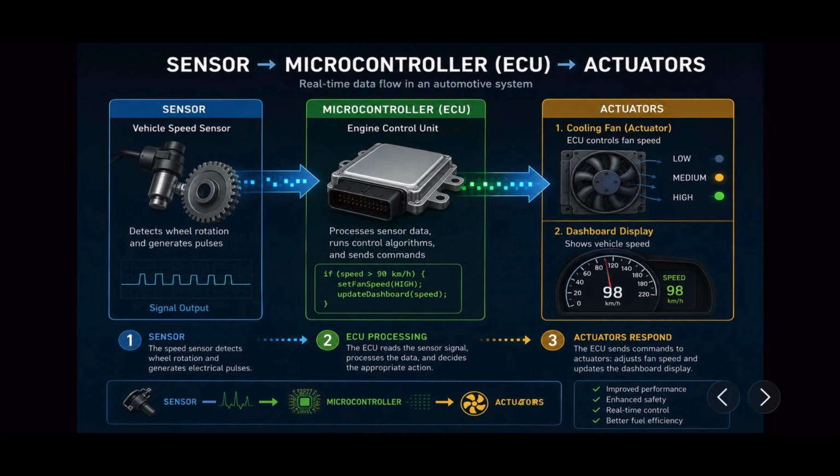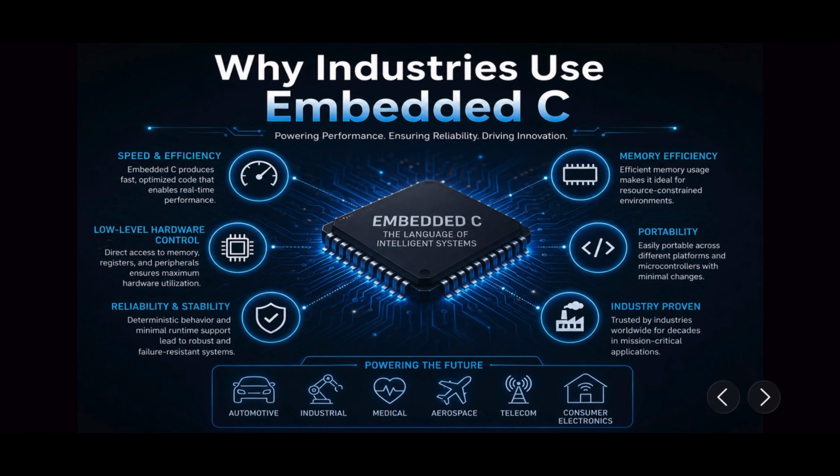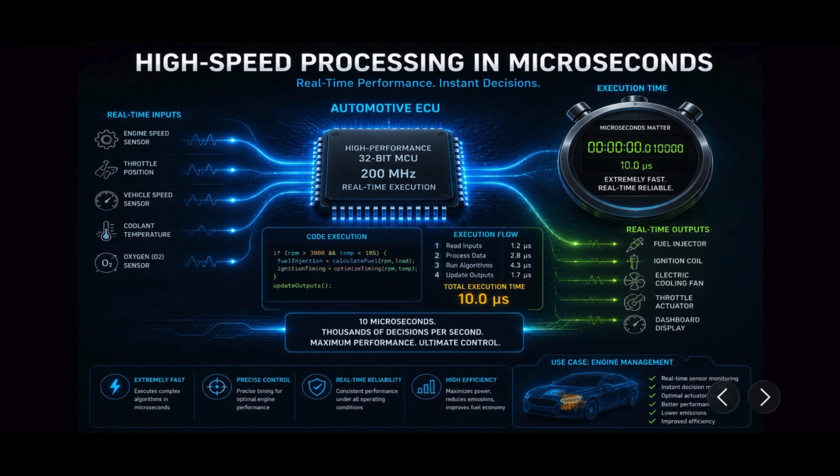Now let's answer an important question. Why do companies still use embedded C? Why not Python or Java? There are 4 major reasons: speed, hardware access, low memory, and reliability. So reason number 1 is speed. Embedded C generates highly efficient machine code. Critical automotive functions must execute in microseconds, like your airbag systems.